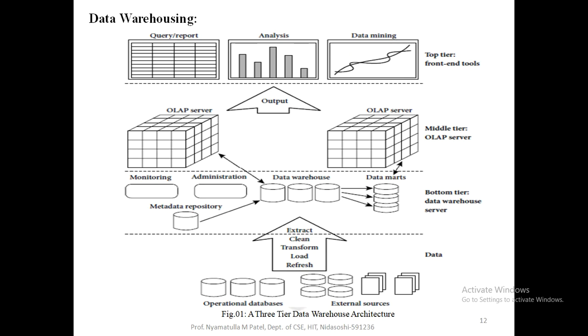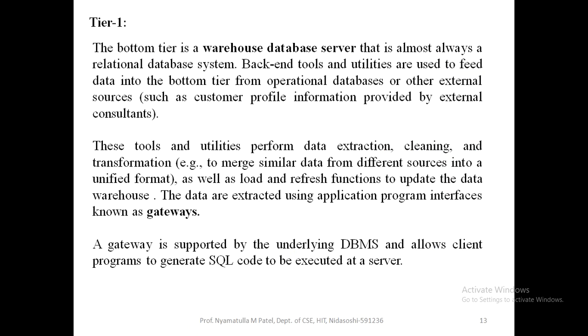Then the data are extracted using an application program interface known as gateways. How is data extracted? The data is extracted using application program interfaces known as gateways, and this gateway is supported by an underlying database management system, which allows client programs to generate SQL code to be executed at a server. So, the tools and utilities perform data extraction, cleaning and transformation, for example, to merge similar data from different sources into a unified format, as well as load and refresh functions to update a data warehouse.